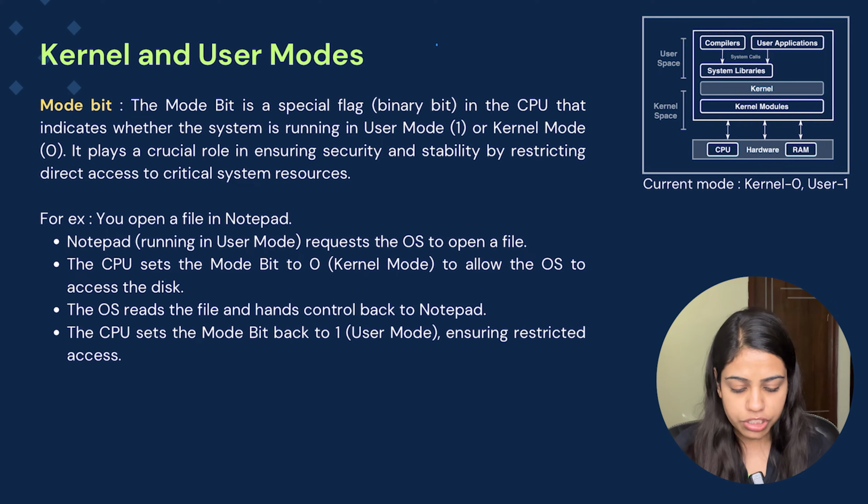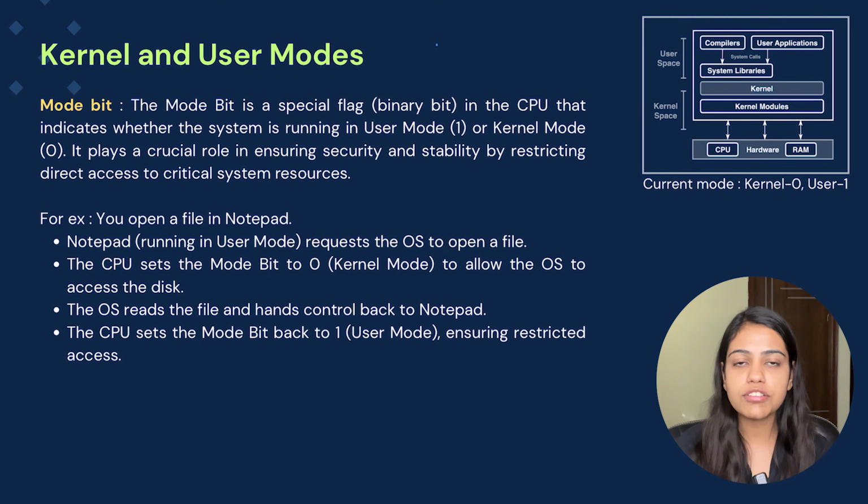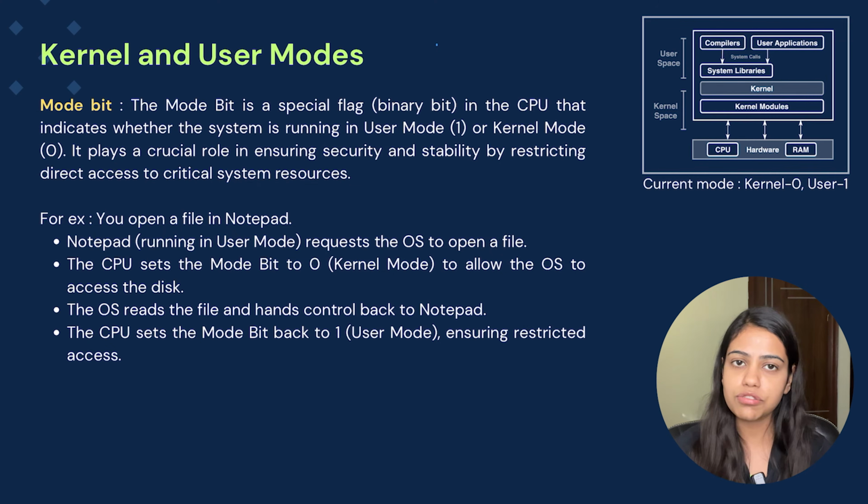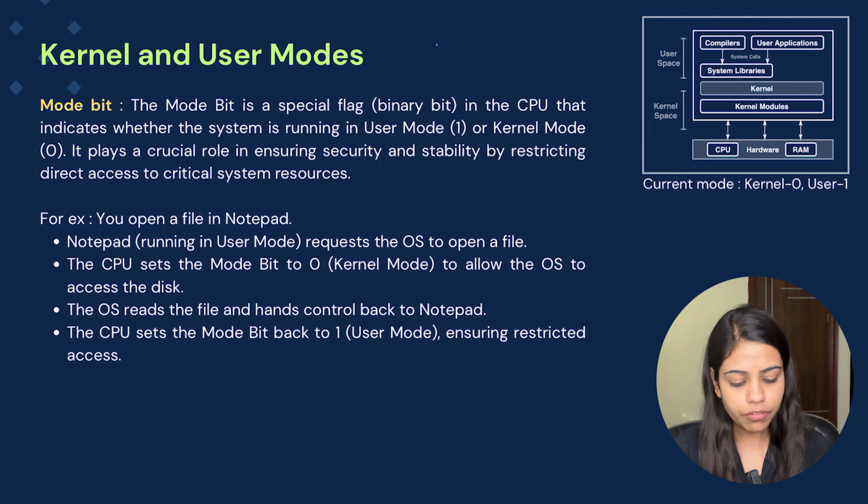Now, it plays a crucial role in ensuring security and stability by restricting direct access to any critical system resources. As I told, only the kernel has the authority to access some of the system resources, so it makes sure that there is no direct access to the critical system resources. Now, the value of mode bit for user mode and kernel mode can differ from system to system. Here we are considering the value 1 for the user mode and the value 0 for the kernel mode.